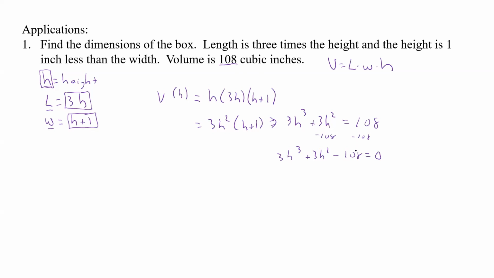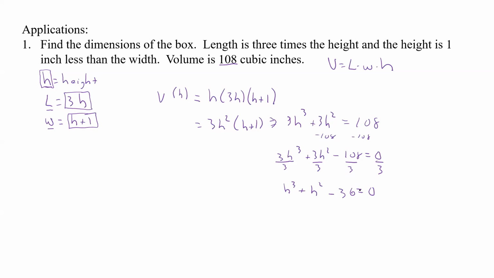Now, do I notice anything? I notice 8 plus 1 is 9, so this is divisible by 3. All of them have 3 in it. So if I divide by 3, then I can reduce what I have. So that's going to give us h cubed plus h squared minus 36 equals 0.